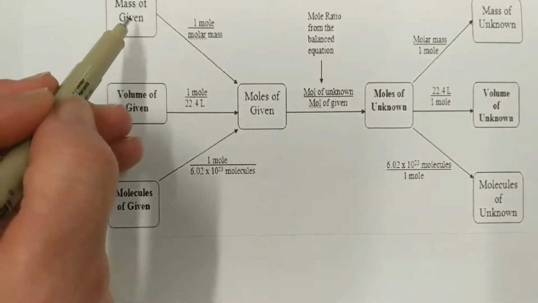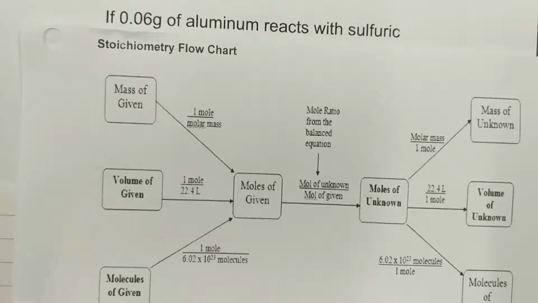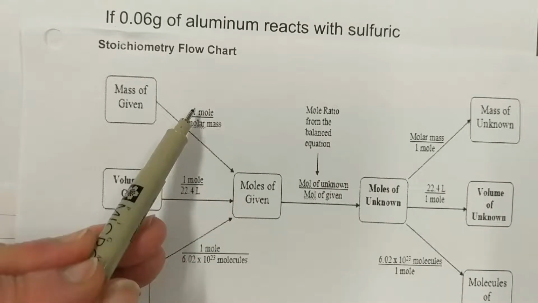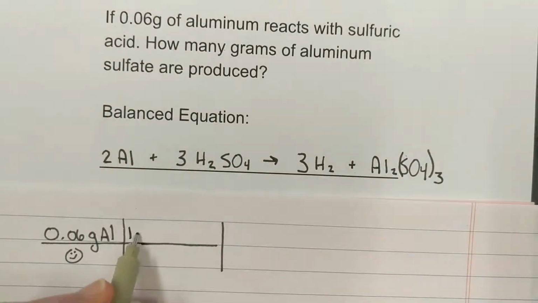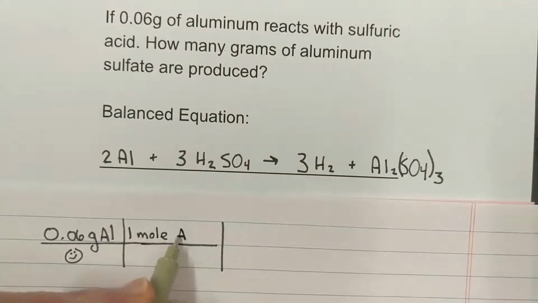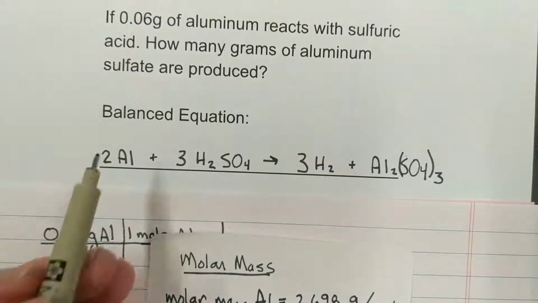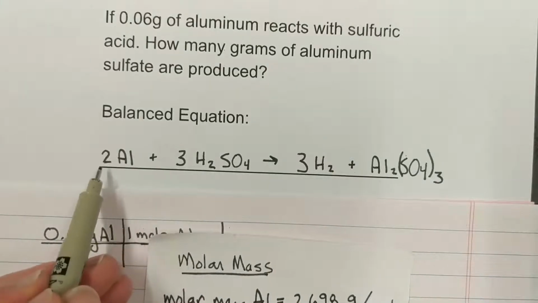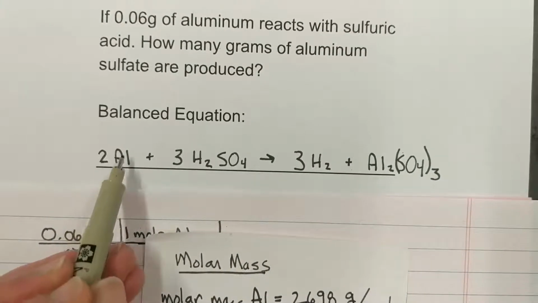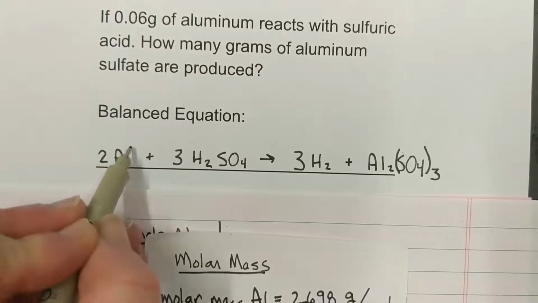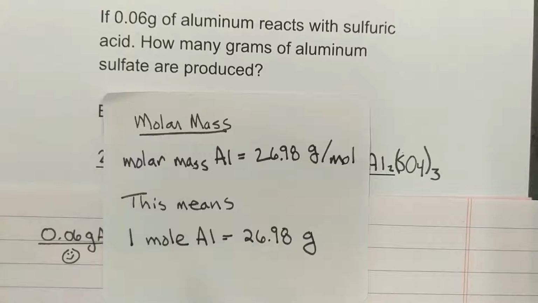We need to go from mass of the given to moles of the given. Our conversion factor is 1 mole of the given over the molar mass of the given. So 1 mole of aluminum over the molar mass. All right, so the molar mass of aluminum in the formula, we don't look at the coefficients at this point. That is our ratio. We are just looking at the molecules. Aluminum, it is just 1 aluminum.